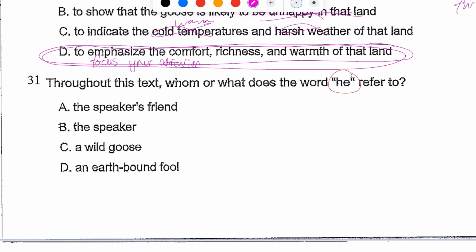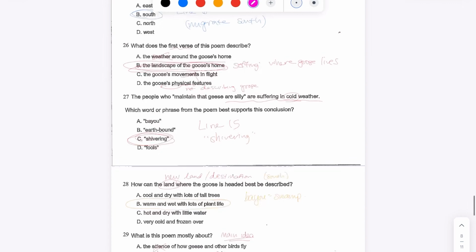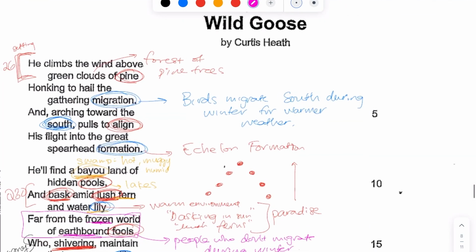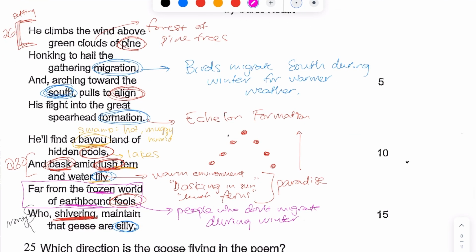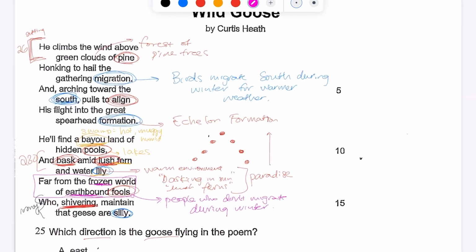Finally, for number 31, throughout the text, whom or what does the word he refer to? So he, of course, refers to the subject, which is the goose. So that's choice C. So you can take a look here. He climbs the wind, so he's flying. He's arching towards the south, his flight, so it's a geese that's flying, and he'll find a land and bask in the sun and the lush fern, and so again, he is a goose.